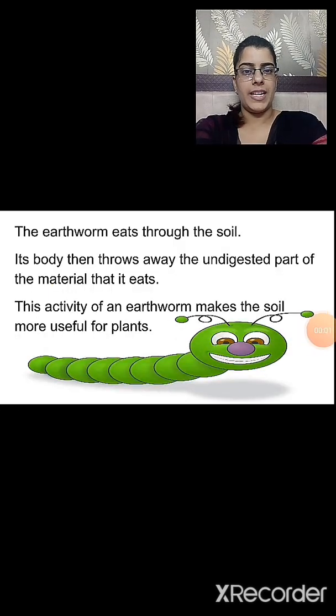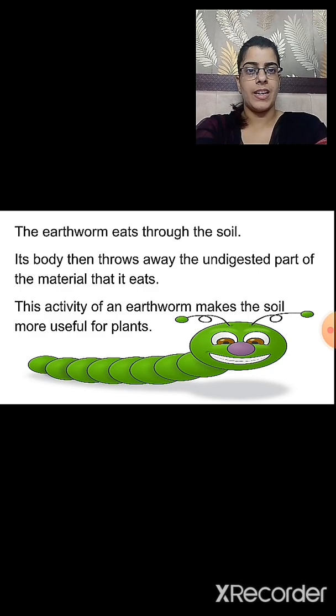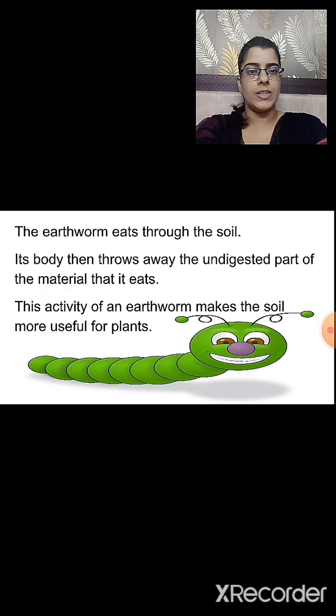The earthworm eats through the soil. Its body then throws away the undigested part of the material that it eats. This activity of the earthworm makes the soil more useful for the plants. We have studied that the earthworm moves in the soil. So the earthworm eats through the soil and then throws the undigested part of the material that it eats in the soil.